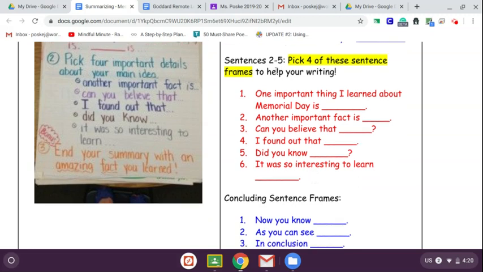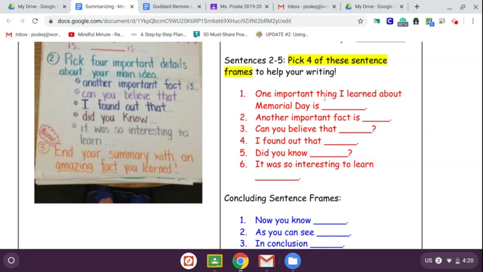The next couple of sentences, so sentences 2, 3, 4, and 5. The next 4 sentences, you're going to pick 4 of these frames to help you. They can be 4 different ones. You can do 2 and 2. It doesn't matter. Just pick 4 of these and write 4 different sentences about what you learned in the article.